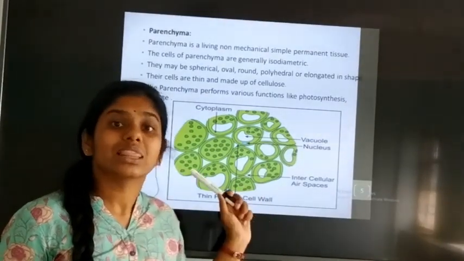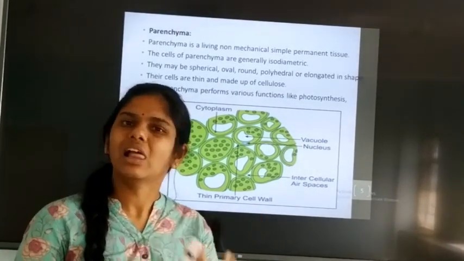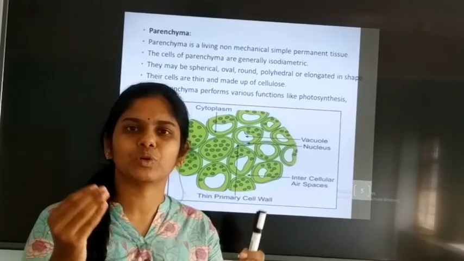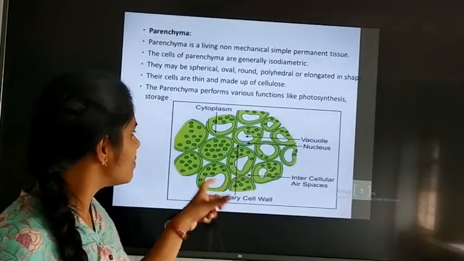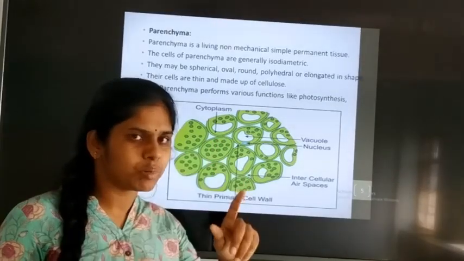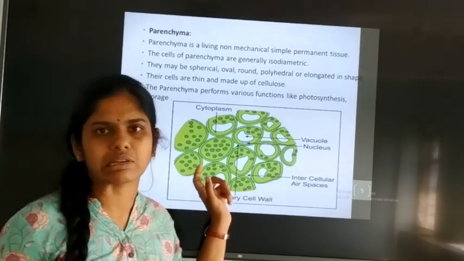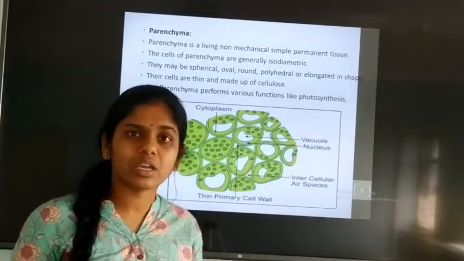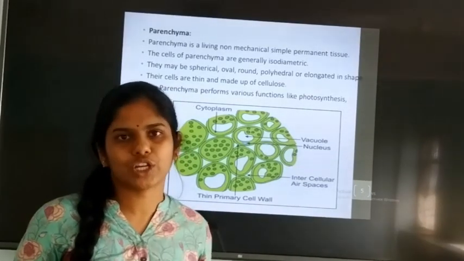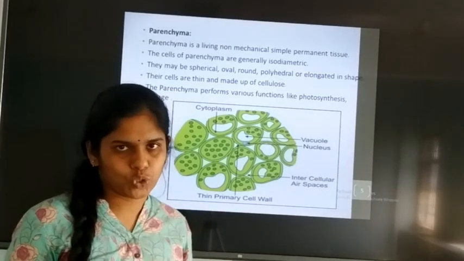parenchyma is thin, having a thin cell wall. Cell wall is thin, so it does not give any mechanical support to the plant body. First, parenchyma is a living tissue. Then it is important to know the structure of parenchyma, collenchyma, and sclerenchyma. So parenchyma cell is a living and non-mechanical tissue.